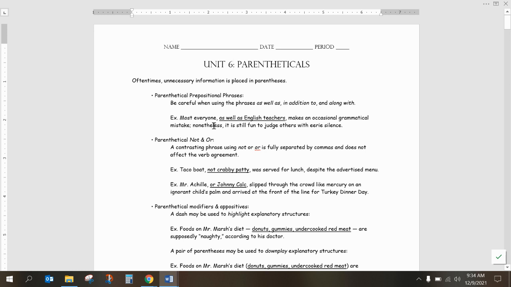So if it says something like, most everyone, as well as English teachers, makes an occasional grammatical mistake. Nonetheless, it's still fun to judge others with eerie silence. Well, if you see the word everyone, everyone's singular. That's why we say most everyone makes a mistake. But when you add in as well as English teachers, it sounds like all of a sudden that subject turned plural, but it doesn't. We don't consider this to be part of the subject, so therefore we put commas on either side of it because it's parenthetical. And so therefore the commas separate it as well as it does not change the verb at all.